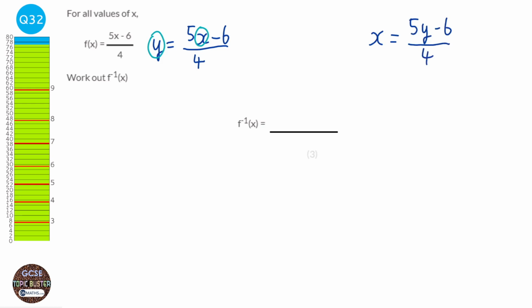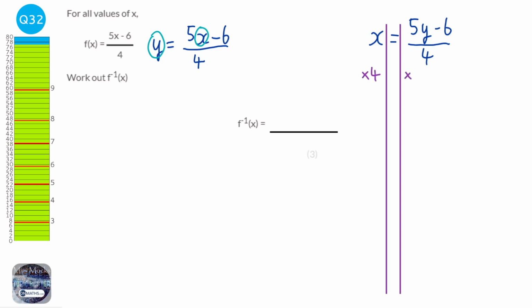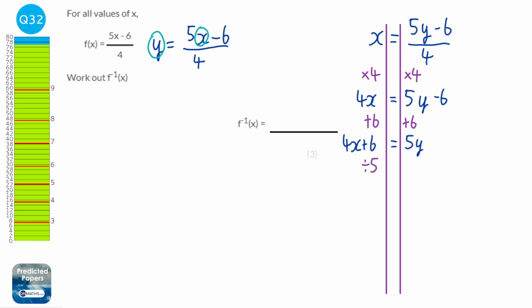Now the challenge is to get it so that it's y equals rather than x equals. So we're going to start off by multiplying both sides by 4. And that will give us 4x on the left hand side, and it will get rid of the fraction on the right hand side, which was kind of the point. Next we're going to get rid of that -6, so we're going to add 6 both sides. And then finally we're going to get rid of that times 5 there by dividing both sides by 5. So we've got 4x plus 6 over 5 equals y.